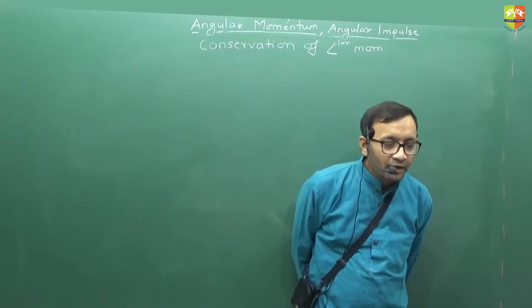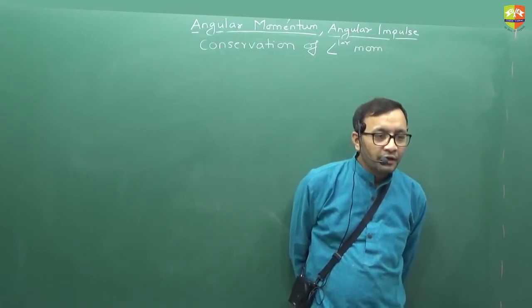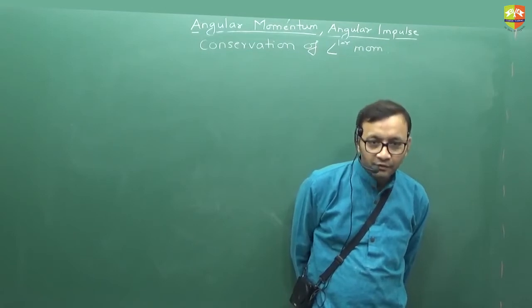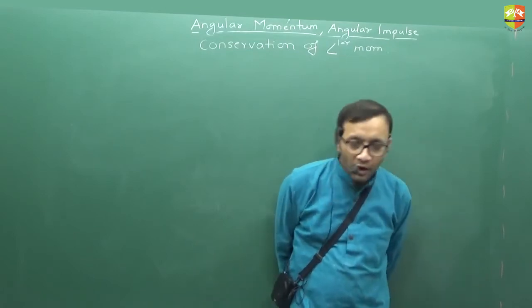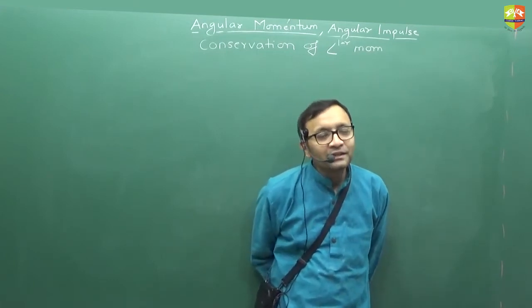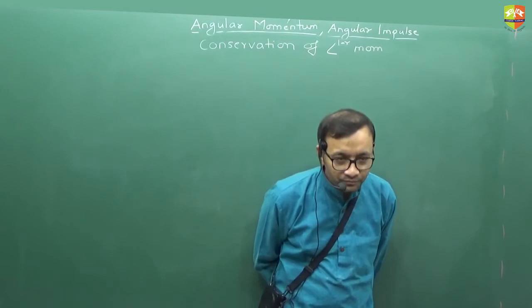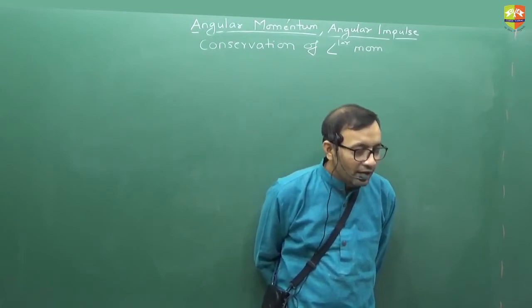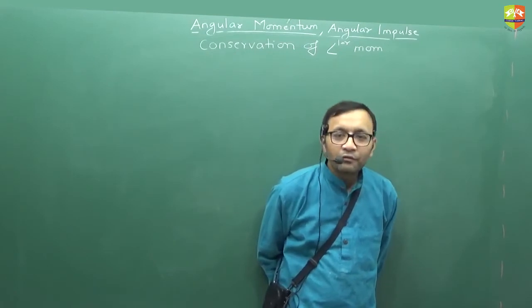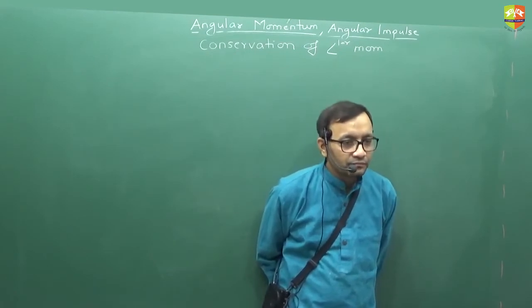Fine. So if I add up all the angular momentums, it will not change if net torque is zero. So what do you have to do? If you have to apply the conservation of angular momentum, you have to find an axis about which net torque is zero. And then about that axis, initial angular momentum will be equal to final angular momentum. Getting it?